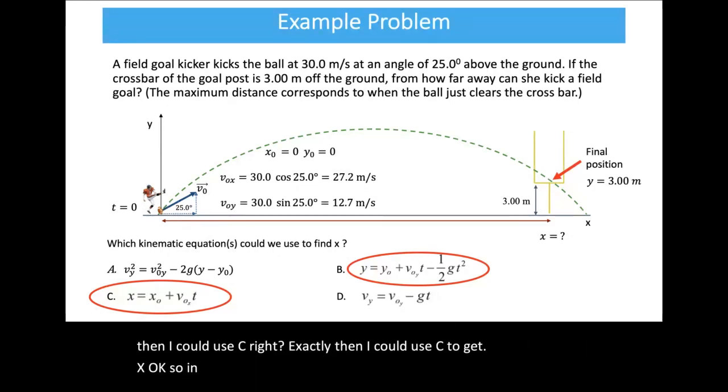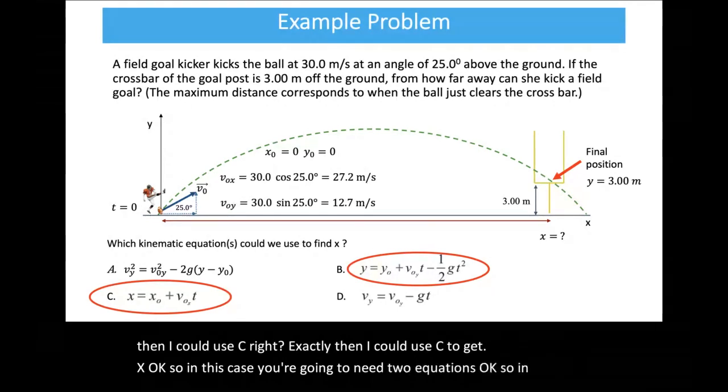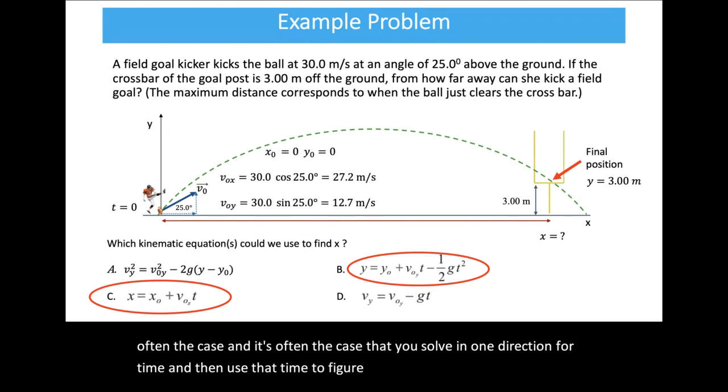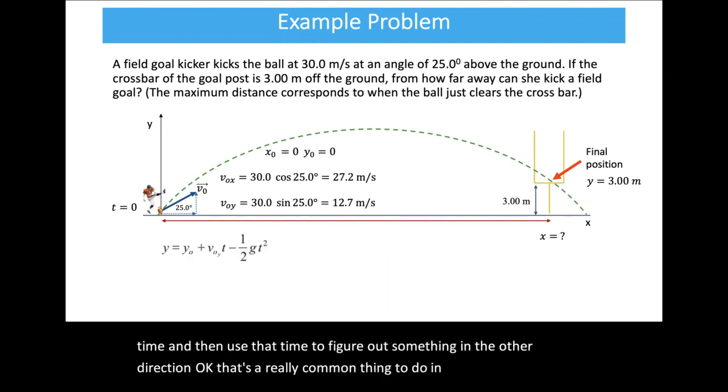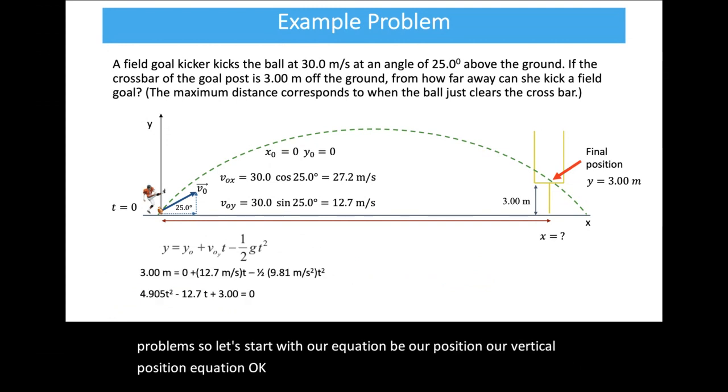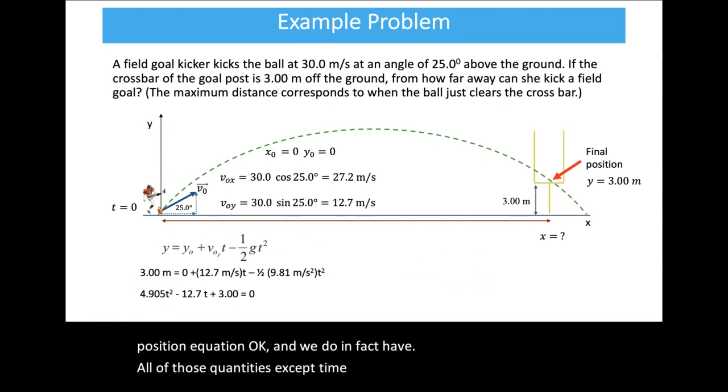Okay, so in this case, you're going to need two equations. And that's often the case, that you solve in one direction for time and then use that time to figure out something in the other direction. That's a really common thing to do in projectile motion problems. So let's start with equation B, our vertical position equation. We do in fact have all of those quantities except time, and so we can solve for time.